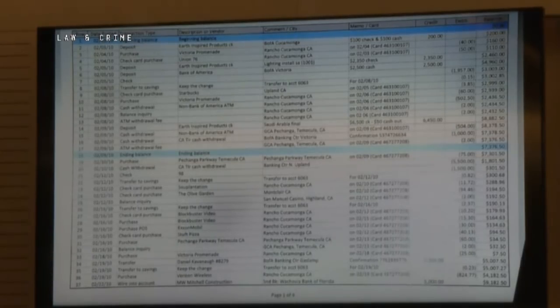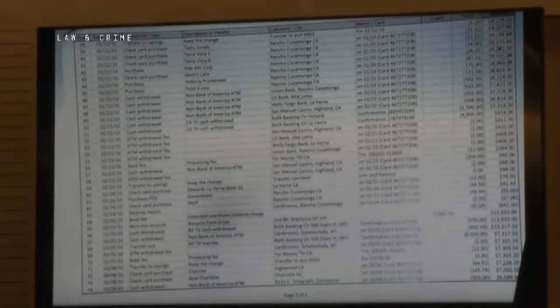Okay. And on line 37, do we see another transfer into the account? Yes, this is a wire transfer in, and it's from M.W. Mitchell Construction. And that too is for $5,000. And now the balance is up to $9,182.50. Okay, and then on page 2, line 65, if you can describe for us what that is.